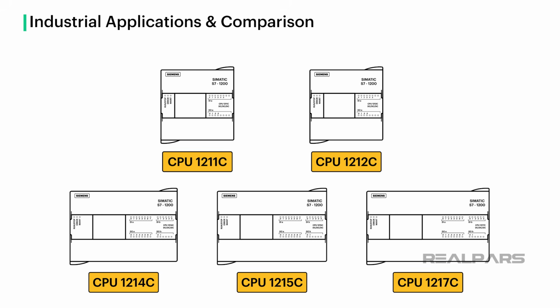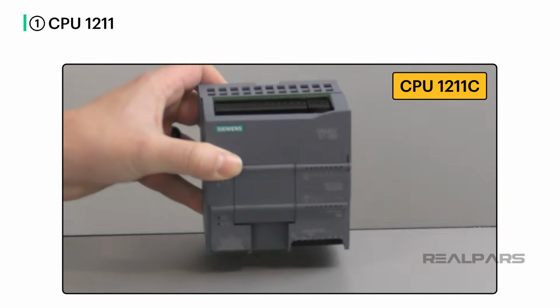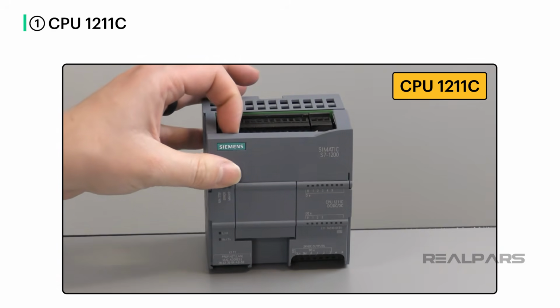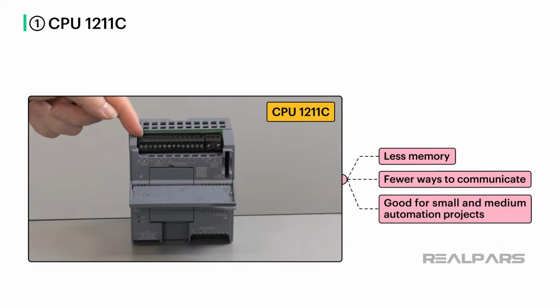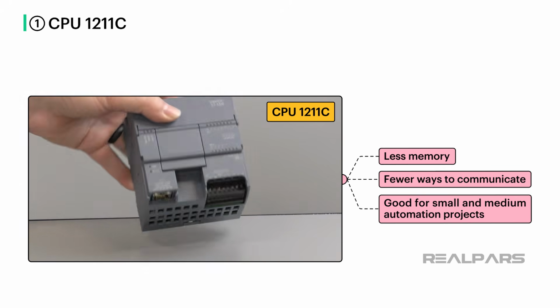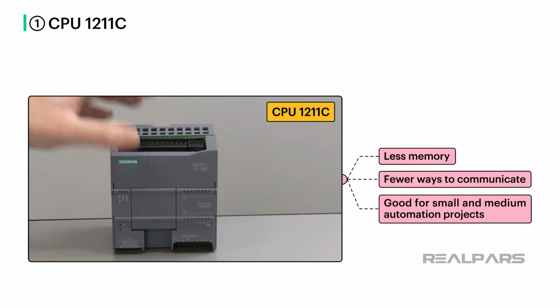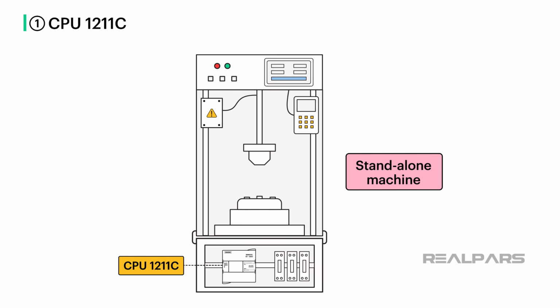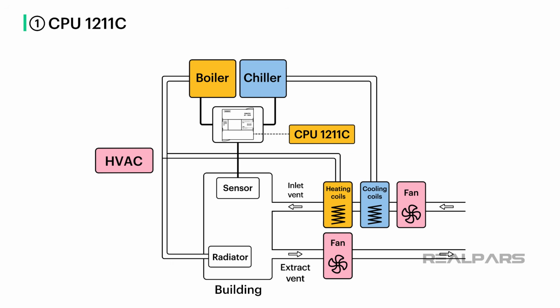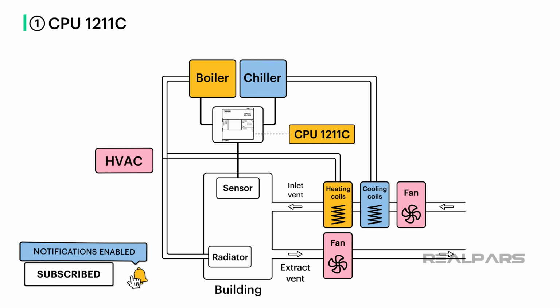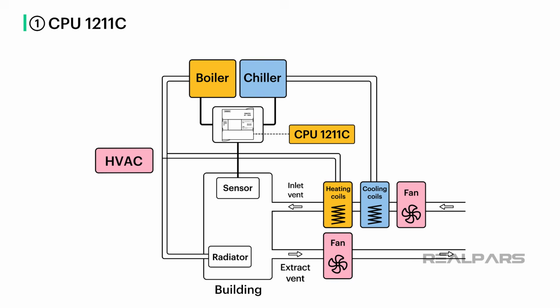Now, let's discuss the various CPU models available for an S7-1200 PLC and compare them based on their industrial applications. The 1211 is a starter model for the S7-1200 PLCs. It has less memory and fewer ways to communicate, but it still works well for small and medium automation projects. Some examples of these projects could be a machine that works by itself, which we usually call a standalone machine, or a system that controls heating, air conditioning, and ventilation in a building, also known as HVAC. So, if you want to create an HVAC system, the 1211 could be a good choice for you.